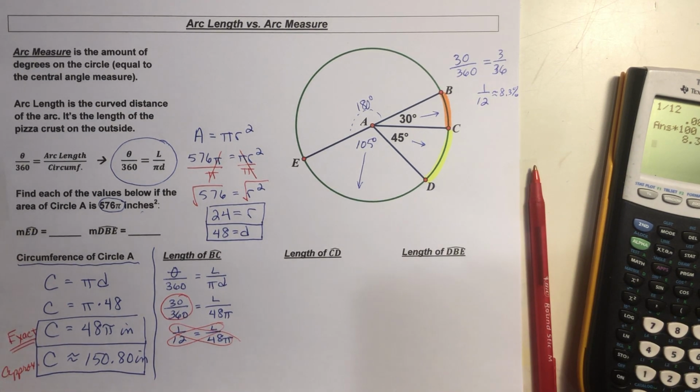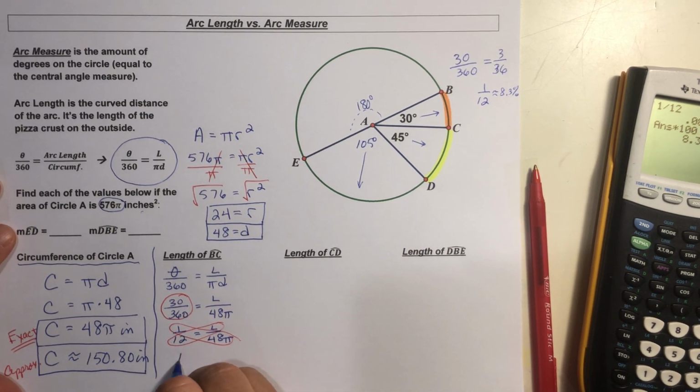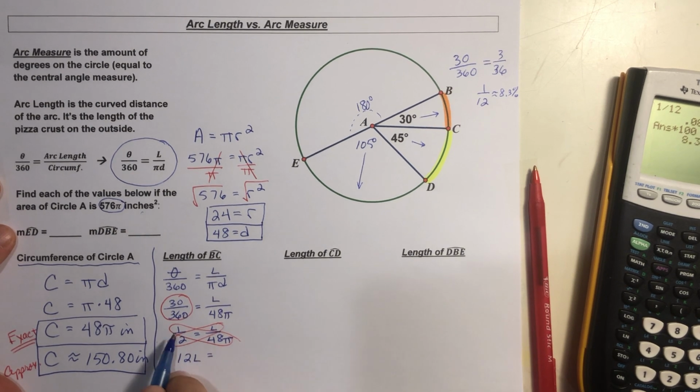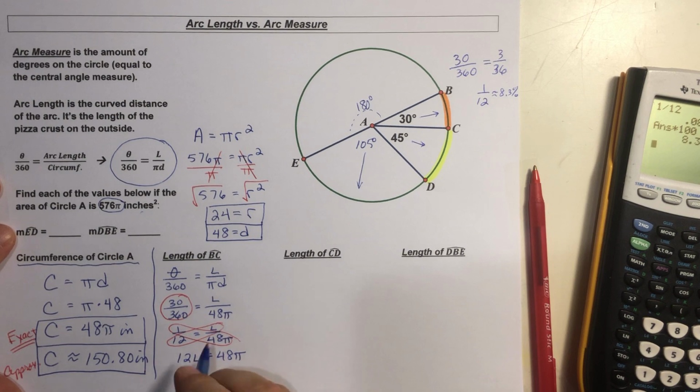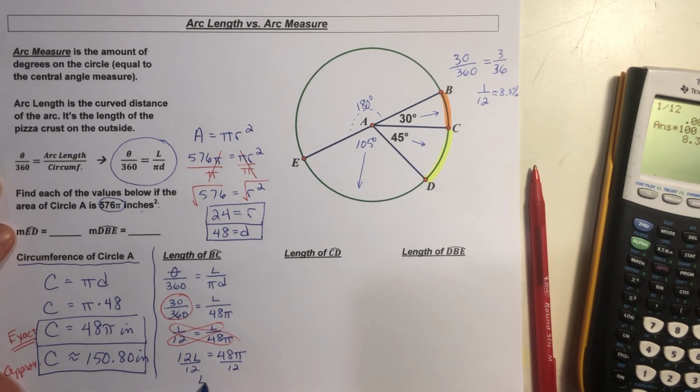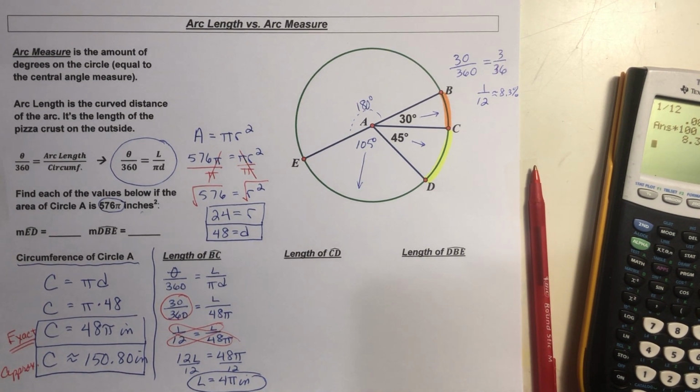Okay, so here we go. 12 times L, 12 times the arc length, is equal to 1 times 48 pi. Now all I have to do is divide both sides by 12, and I will have arc length equals 4 pi inches. Okay, I'm going to let that settle in.